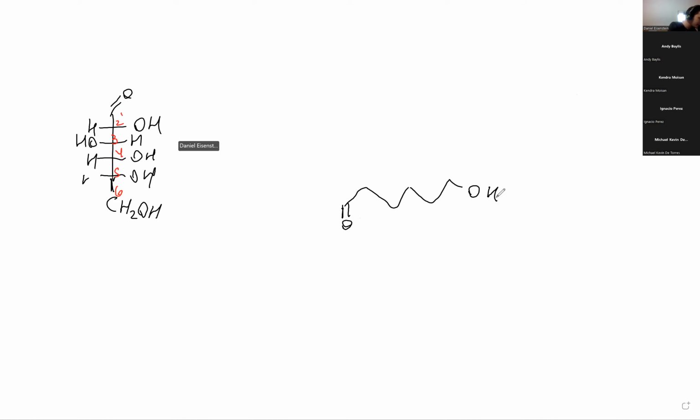Then you're going to draw the carbon skeleton of the structure out by using the carbons that you have counted. All right, so that's the first step. The first step is to just number it. The second step is going to be to draw out the carbon skeleton, okay?